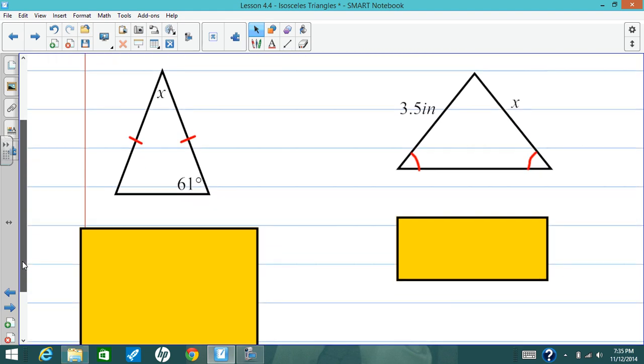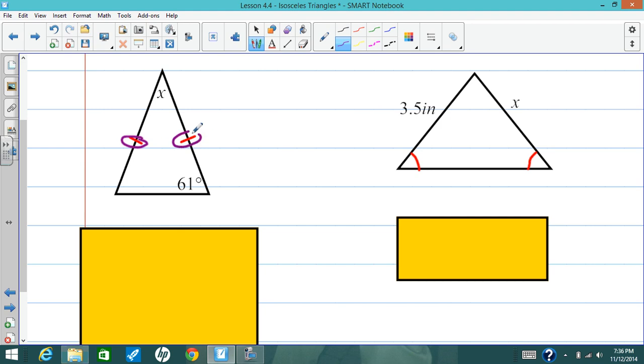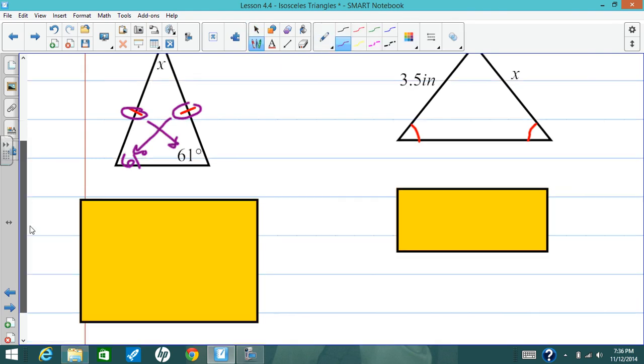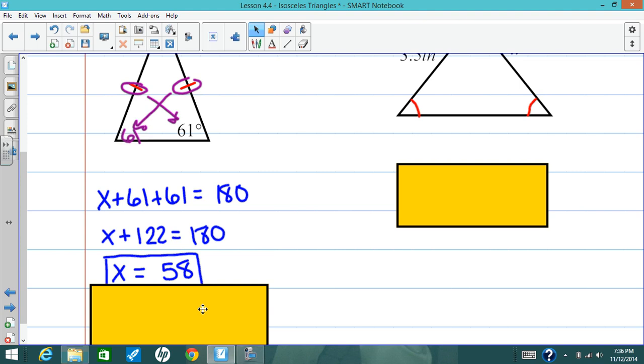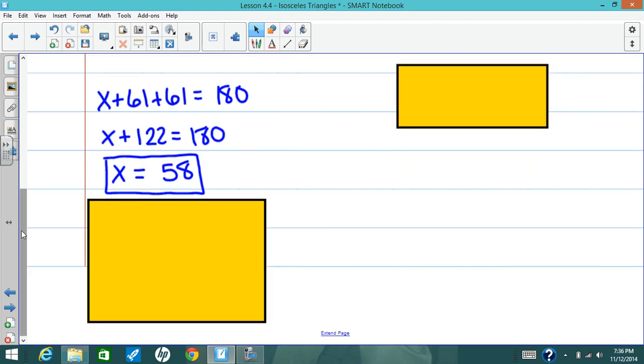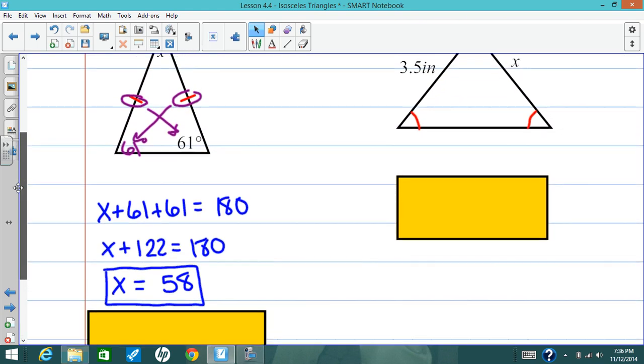So in this first figure, I have these two sides congruent. So I'm going to figure out that these two angles are also congruent. So if this guy is 61, then this guy is 61. So I'm looking for X. I can add those three together. They should equal 180. Do some solving, and X is 58. And I need to be specific, degrees.